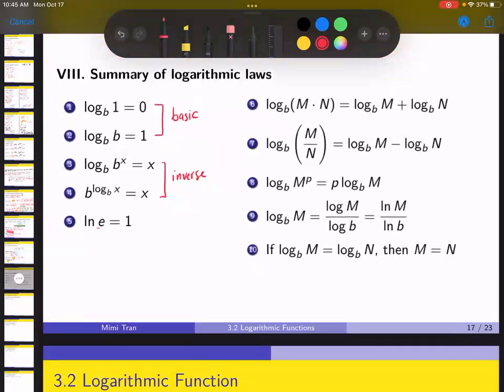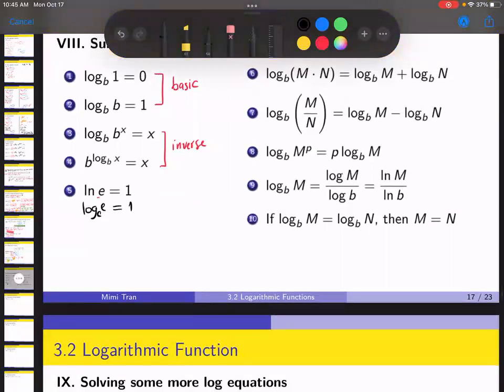ln e equals 1, which is true, right? Because ln e is the same thing as log base e of e, which is 1. Let me ask you a question. What's ln of e to the x equal? x, right? I just wrote that. ln and e are inverses. Remember, log base e and e cancel. Every time they go near each other, they cancel. So x.